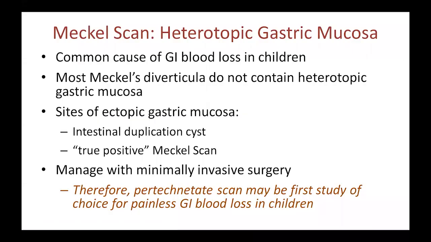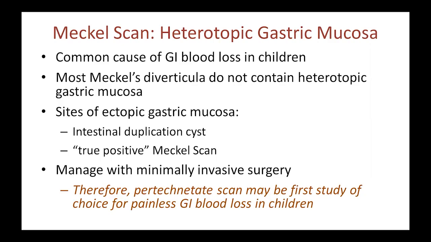The Meckel scan assesses for heterotopic gastric mucosa, which can be a common cause of GI blood loss in children. Remember that most Meckel's diverticula do not contain heterotopic gastric mucosa. In fact, sites of ectopic gastric mucosa can include intestinal duplication cysts, as well as what one might call a true positive of heterotopic mucosa in the Meckel's diverticula.